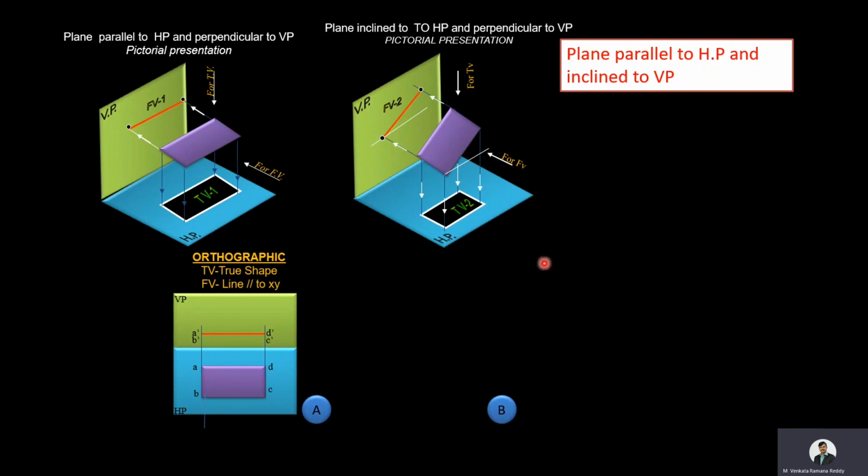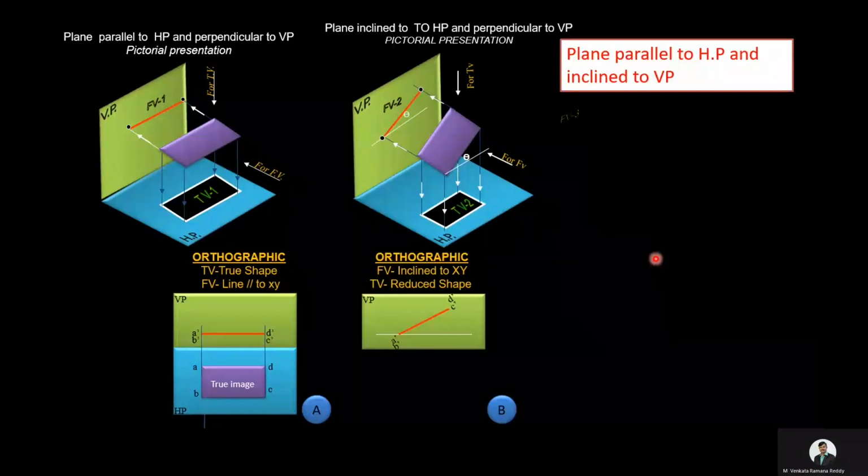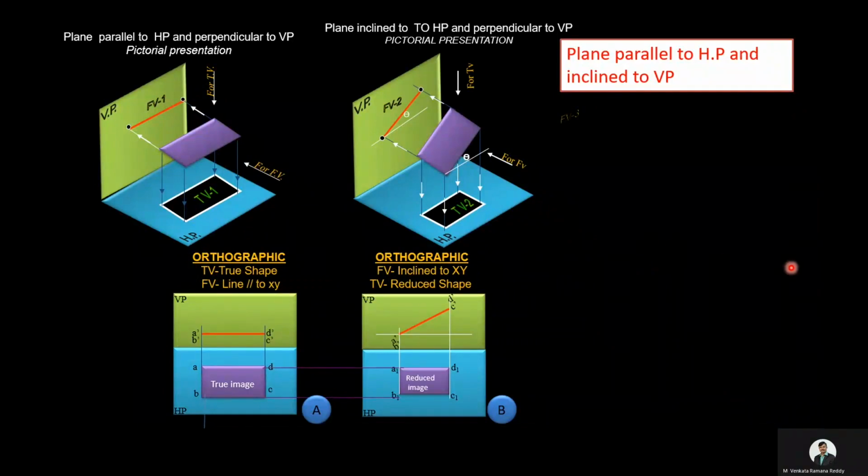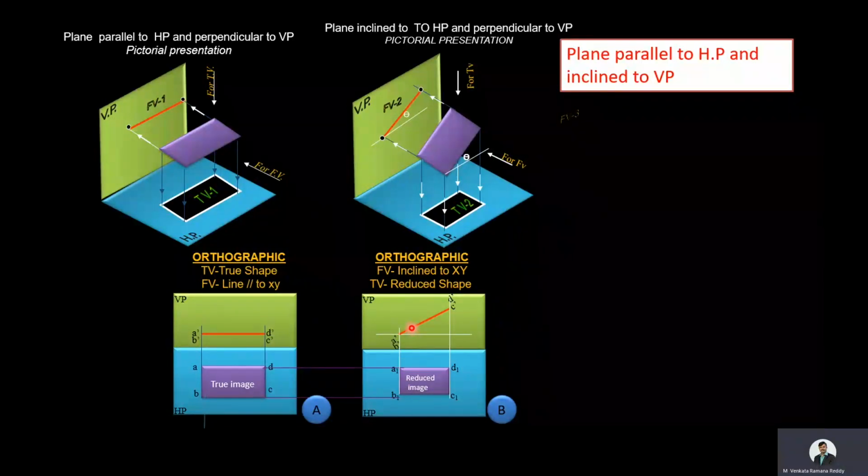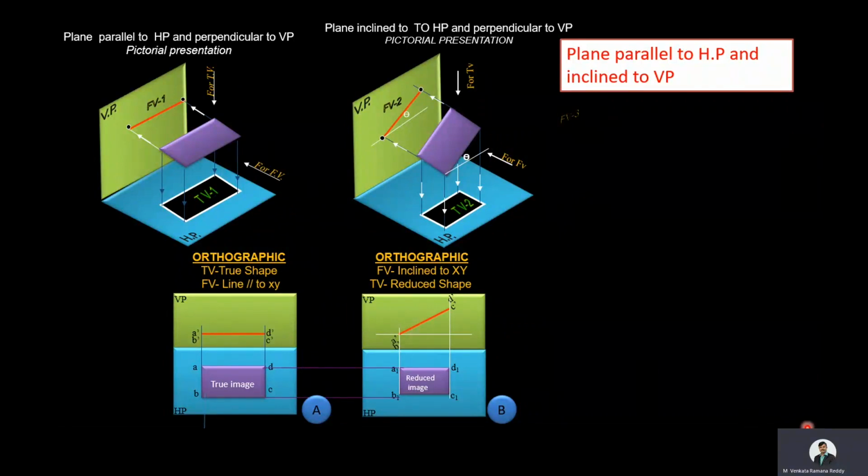Then rotate this horizontal plane 90 degrees clockwise direction. Then the top view comes below the XY line and front view comes above the XY line. If the plane is parallel to any reference plane, on that plane we'll get image of the plane as true image. When the plane is inclined to any reference plane, then on that reference plane we'll get image of the plane as reduced image. If the plane is perpendicular to any reference plane, on that plane the image of the plane is a line.